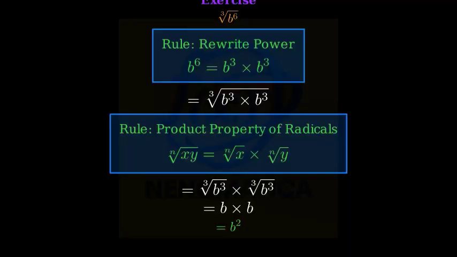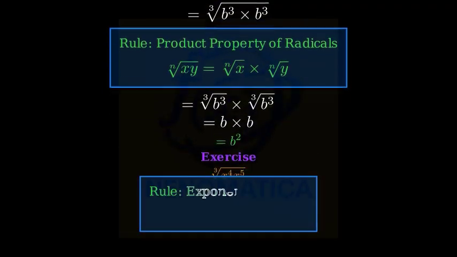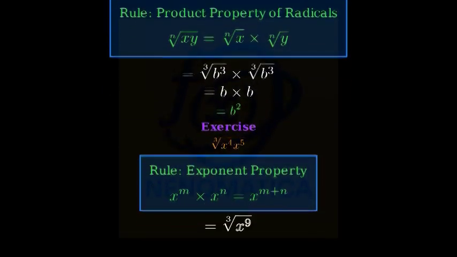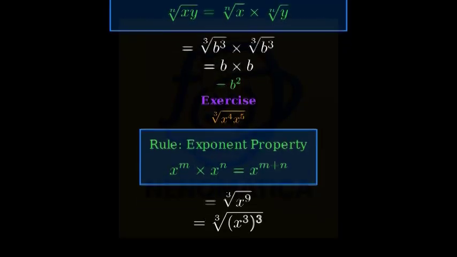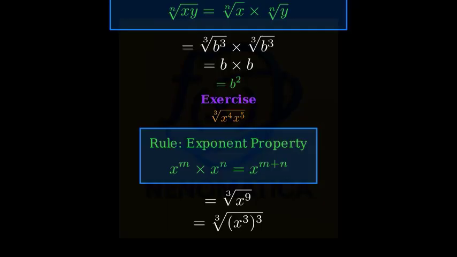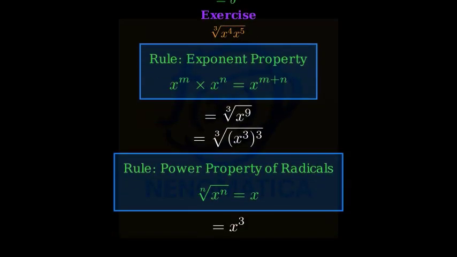Let's tackle one last example. Find the value of the cube root of x to the 4th power times x to the 5th power. Let's solve this step by step. First, we simplify inside the radical. x to the 4th power times x to the 5th power equals x to the 9th power. Next, we can rewrite this as the cube root of x cubed to the 3rd power. Using the power property of radicals, this equals the cube root of x cubed.